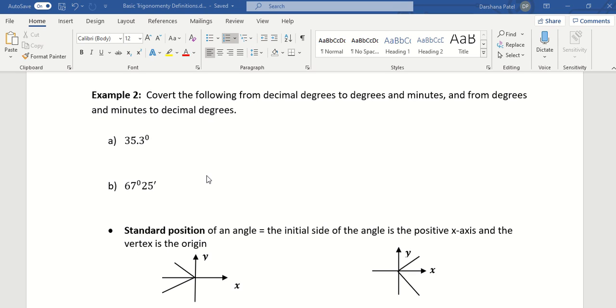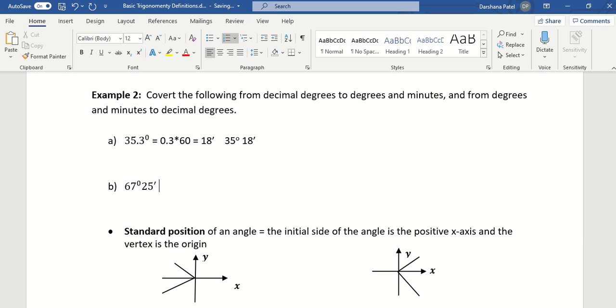Example here. Convert the following from decimal degrees to degrees and minutes, and from degrees and minutes to decimal degrees. So the first one is in decimal degrees. We want to get rid of the decimal and convert it into minutes. The decimal here we have is 0.3. If we know 1 degree has 60 minutes, then multiplying 0.3 times 60, we get 18 minutes. So the answer here will be 35 degrees and 18 minutes.